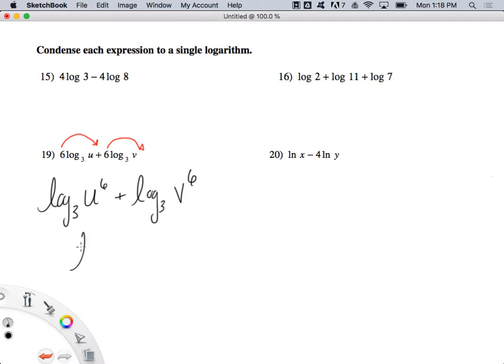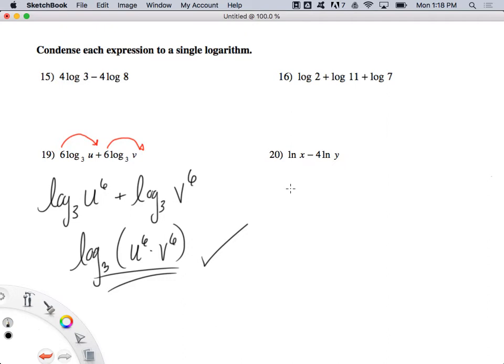Yes. So that becomes log base 3 of u to the 6 times v to the 6. And I'm done. It's just log base 3. That's just telling you what the base is of the logarithm. That doesn't change it. They would have to be the same in order to do this.